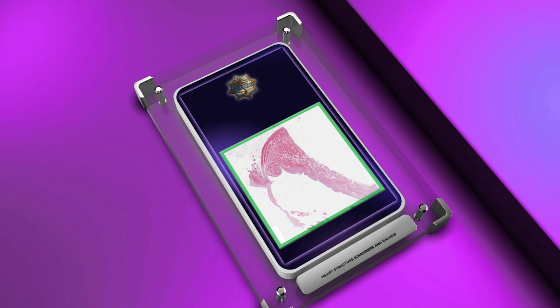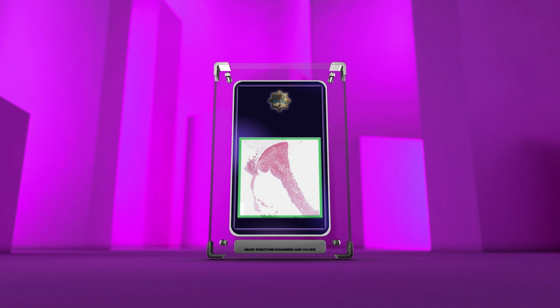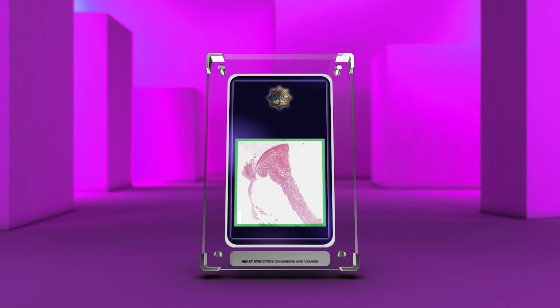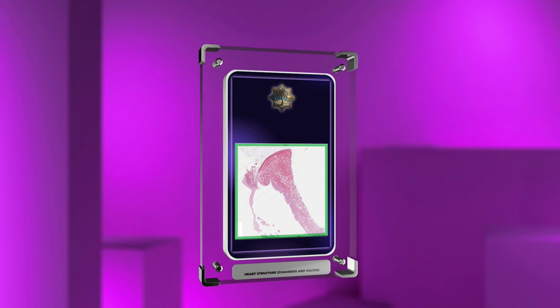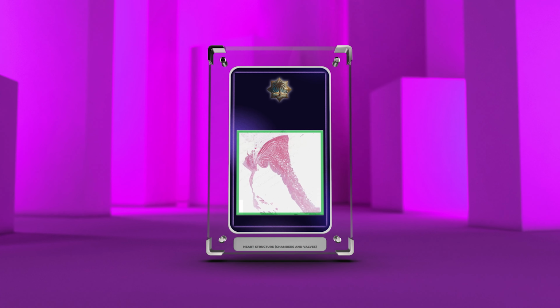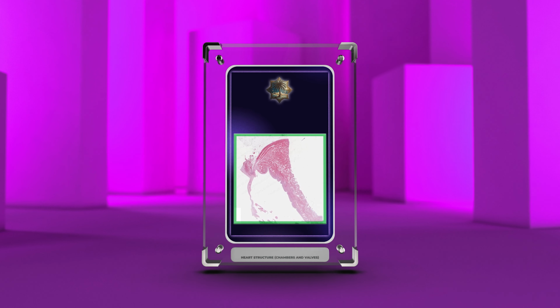In this comprehensive script, we will delve into the intricate details of the histological structure and function of the heart. From the atria to the ventricles, from the atrioventricular valves to the epicardium, we will explore the various components that make up this vital organ. So, let's begin our journey into the fascinating world of cardiac histology.